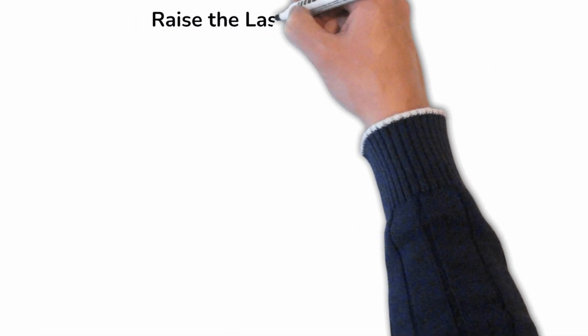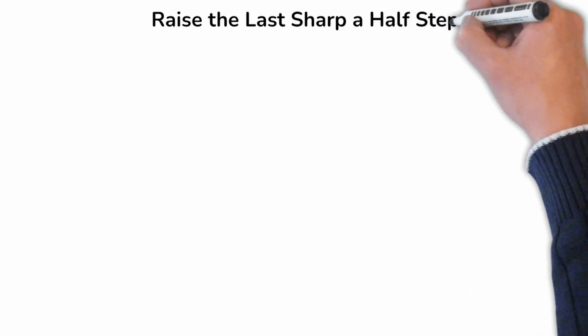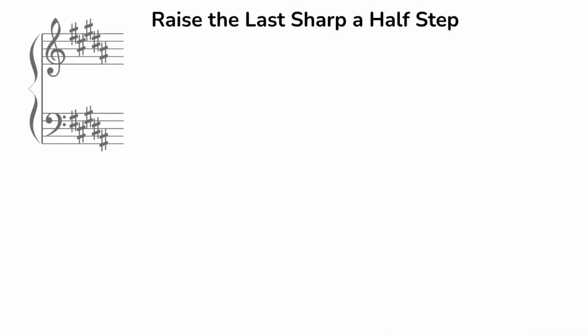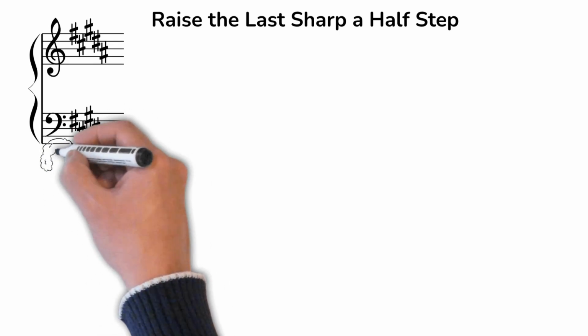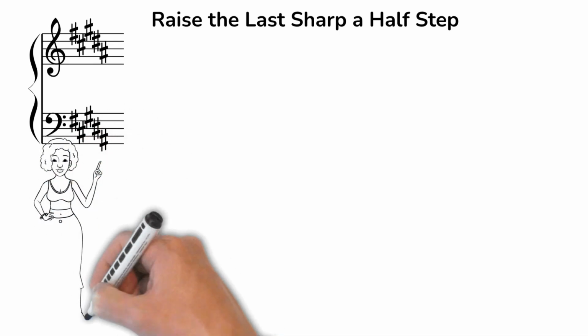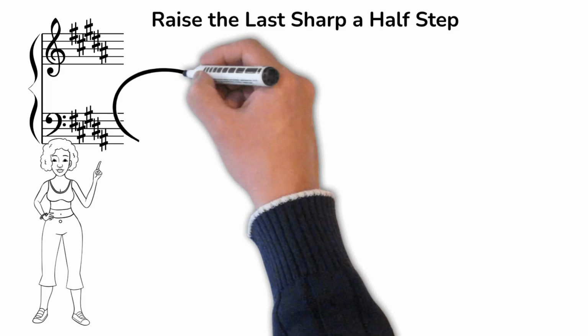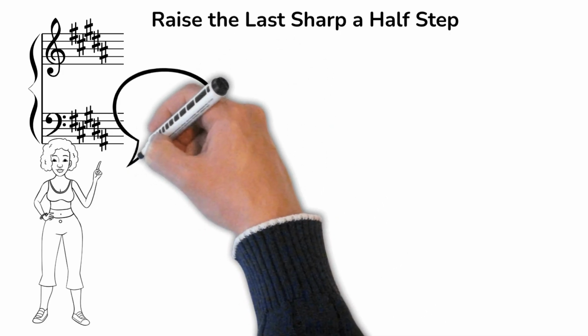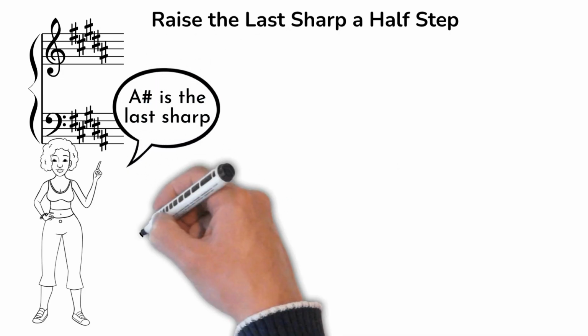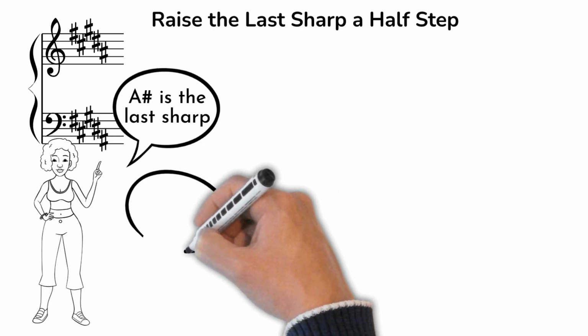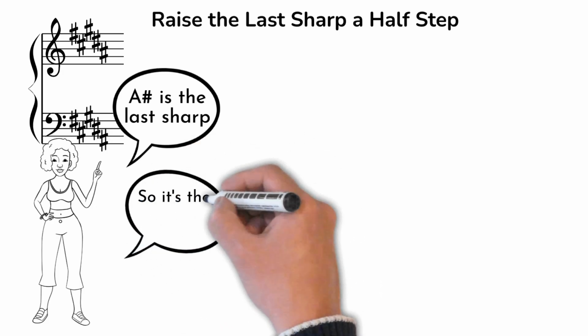Let's take another example. If a key signature has 5 sharps, they will be F sharp, C sharp, G sharp, D sharp, and A sharp. Since the last sharp is A sharp, to find the key we must raise A sharp by a half step, getting the key of B major. Thus, the major key represented by 5 sharps is B major.